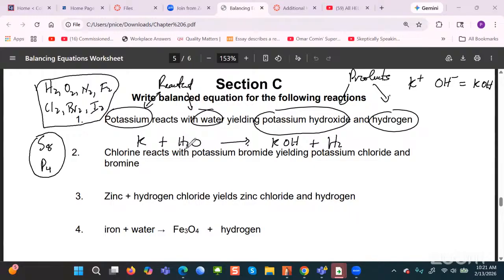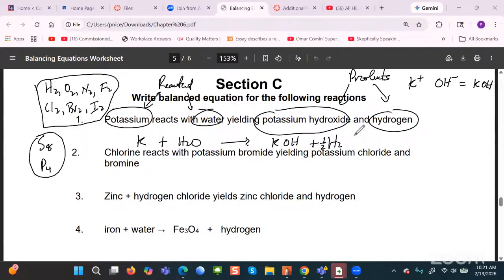Here we have 2 hydrogens, right? And here we have 1 plus 2, so that's 3, right? So to balance the hydrogens, what I can do is put half of H2 here so that you end up with 1 plus 1, 2, which balances with the hydrogen on this side. And then finally, we have 1 oxygen here, 1 oxygen here, so the oxygens are balanced.